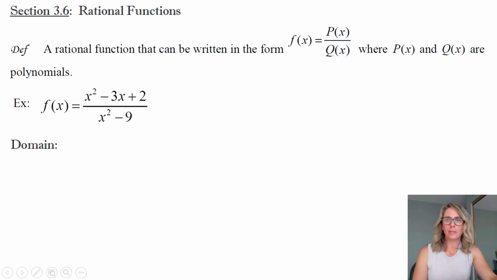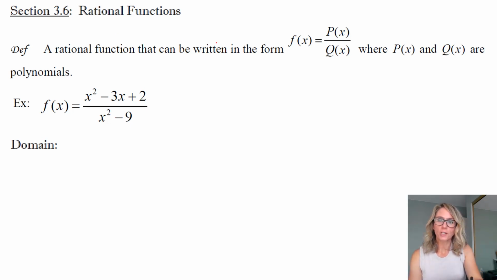So now we're in section 3.6, rational functions. And I'll be honest, rational functions, it's going to be kind of a chunky section just because there's different types and things we need to think about. And hopefully at the end, however, you'll have a really good idea of what a rational function looks like.